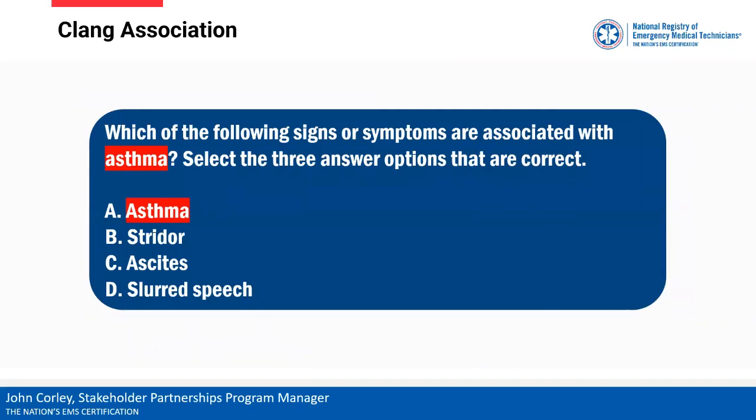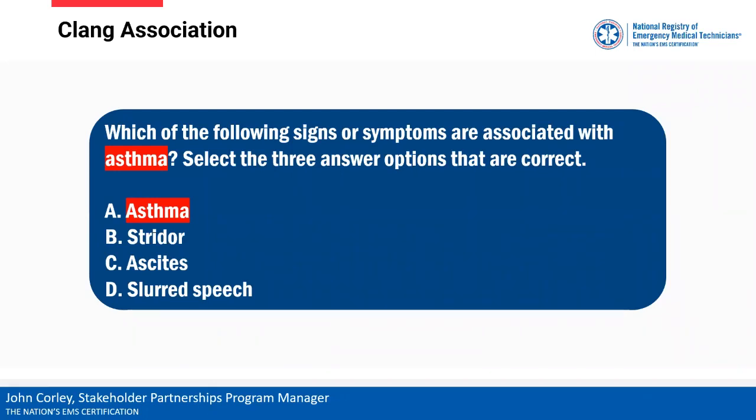So a clang association is when the keyed response, the correct answer, is in the stem. Here you say, which of the following signs or symptoms are associated with asthma? Select the 3 answer options that are correct. You see the stem says asthma there, which makes it pretty obvious which one of those is going to be the right answer.